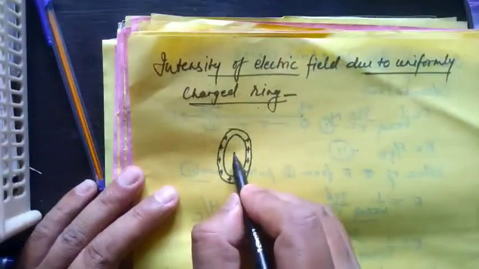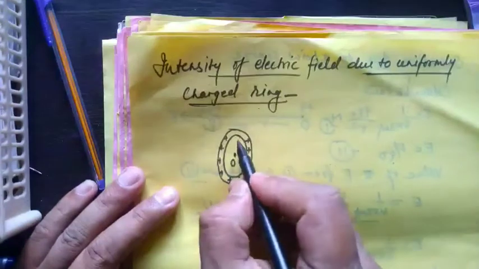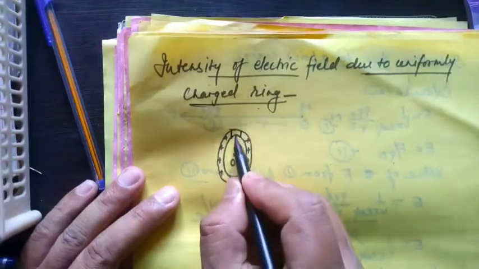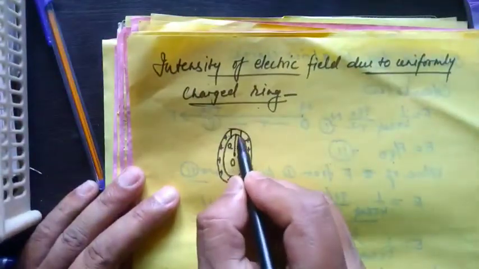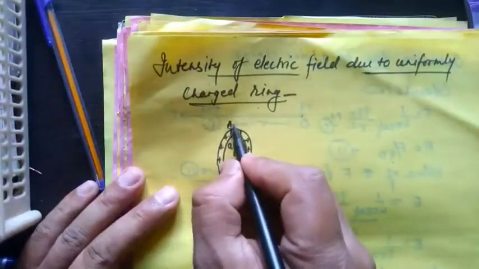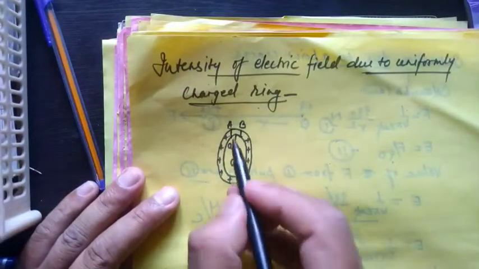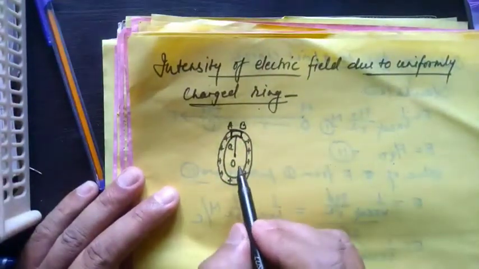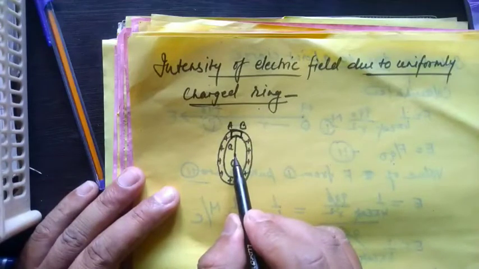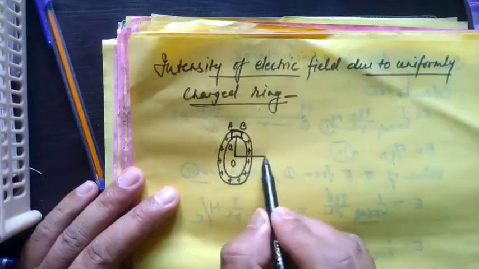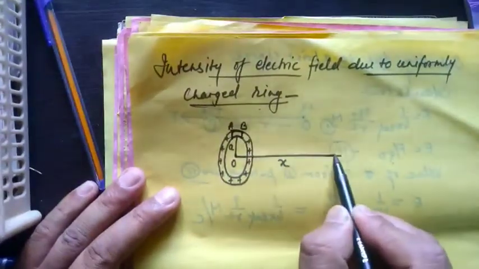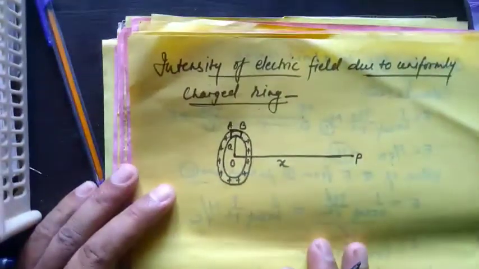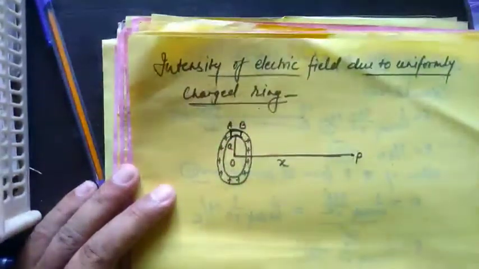And its center point is O. The radius of this ring is a, and the point here we just denote as AB. This is a small area of the ring, and at x distance from O, a point P is situated, at which we have to find the electric field intensity.